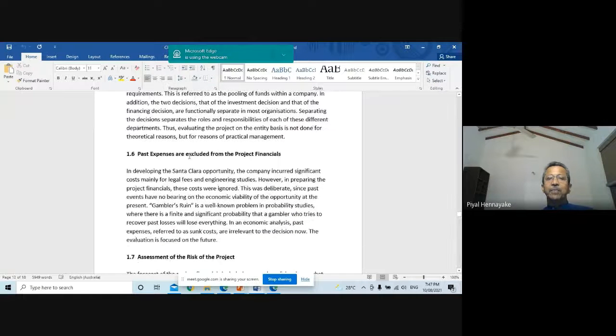Then the past expenses are excluded. Sunk cost. We discussed the sunk costs are excluded because whether we do the project or not, that expenditure is already incurred.